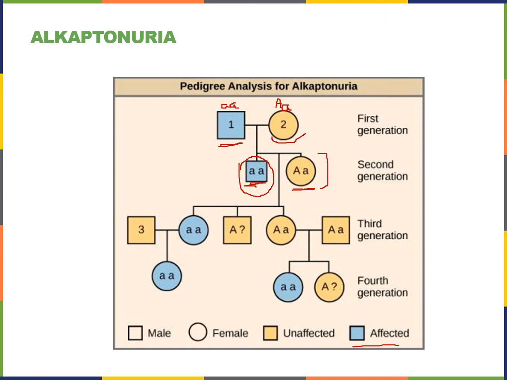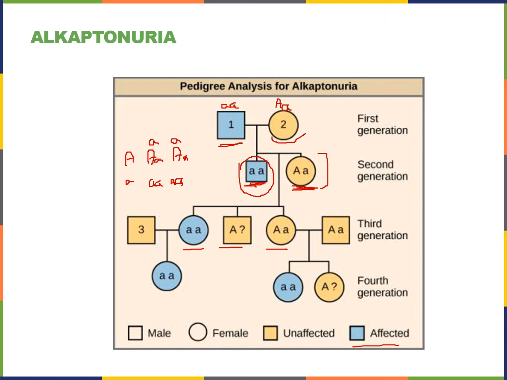Now, the affected male breeds with the unaffected female in the second generation. And what do we get? Well, then we get this third generation right here, 1, 2, and 3. So we have little a breeding with big A, little a, and that's going to give us big A, little a, big A, little a, and then all little a's, little a, little a, little a, little a.